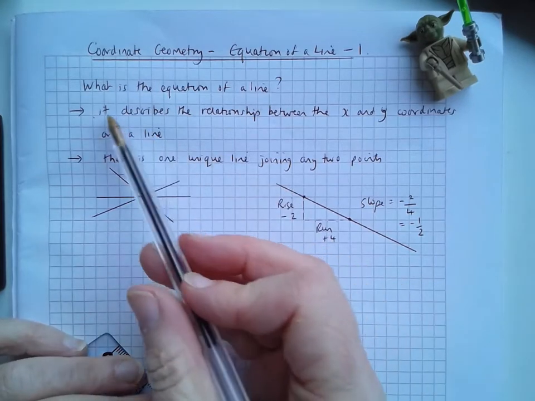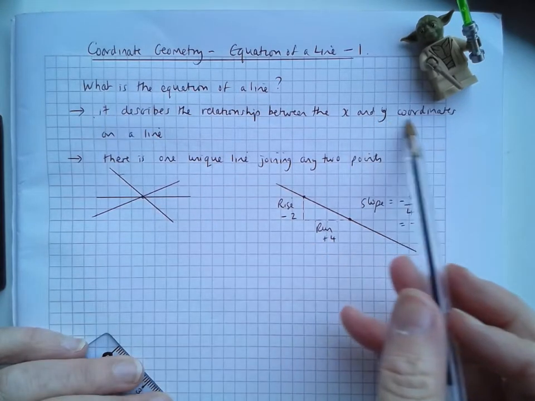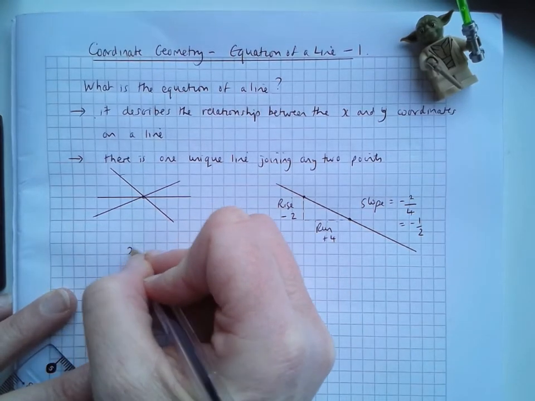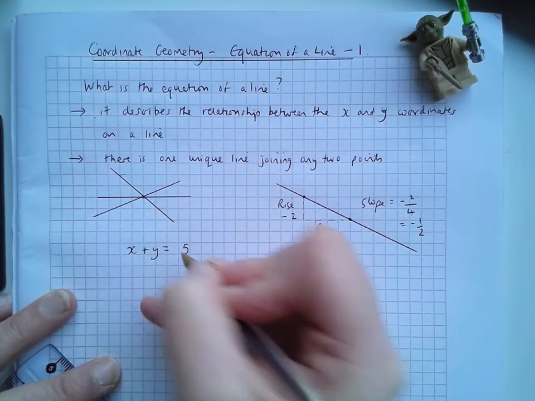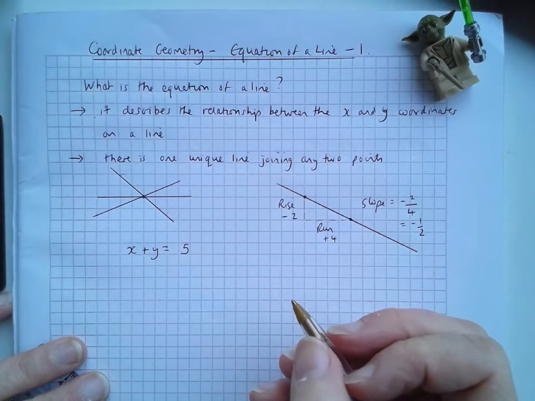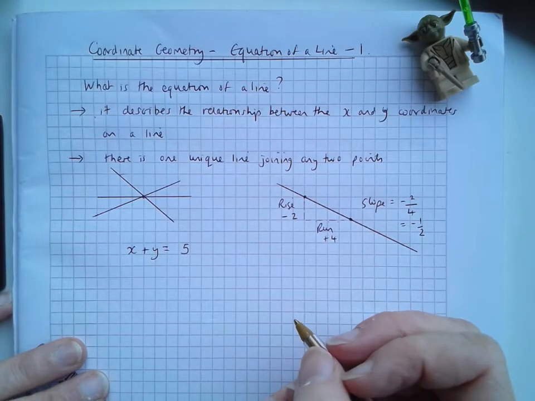The second thing is that the equation describes the relationship between the x and y coordinates on a line. Let me give you an example. Here's what an equation of a line might look like: x plus y equals 5. I wonder if you can pause the video and come up with 5 sets of points that are on that line.